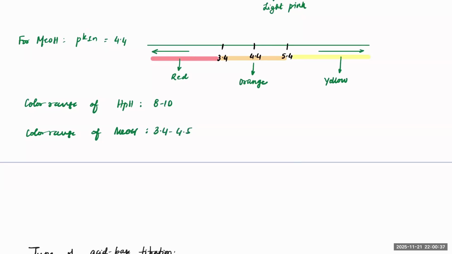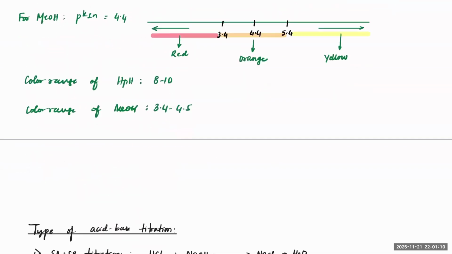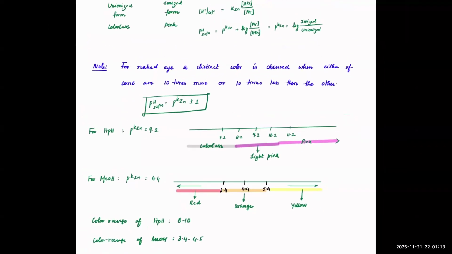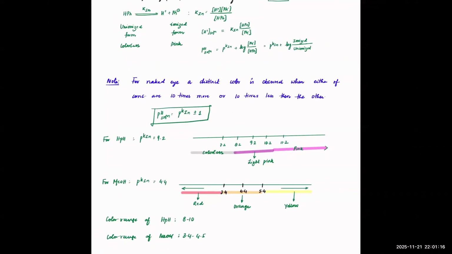Why am I saying 4.5? By the time it comes to 4.5 and above, it will start showing that coloration. Here the orange is less dominant, yellow is more dominant. It will almost appear like yellow color from the start. This is the practical value. The theoretical value should be 3.4 to 5.4. The practical value is almost 3.4 to 4.5. Just above 4.5, you will start seeing yellow color. I hope all of you got a sense of what an indicator is and how it plays the role of colors in solutions.